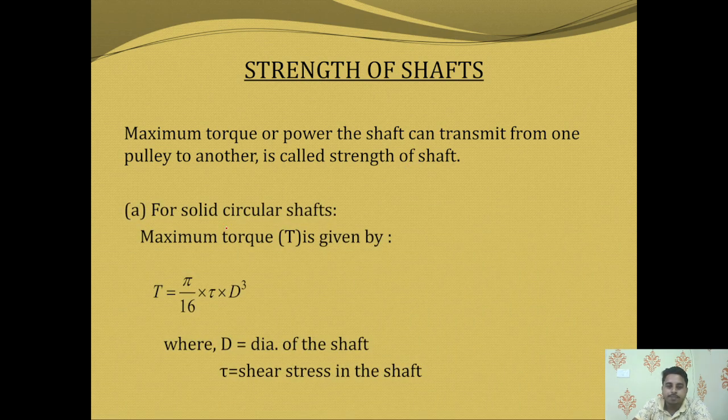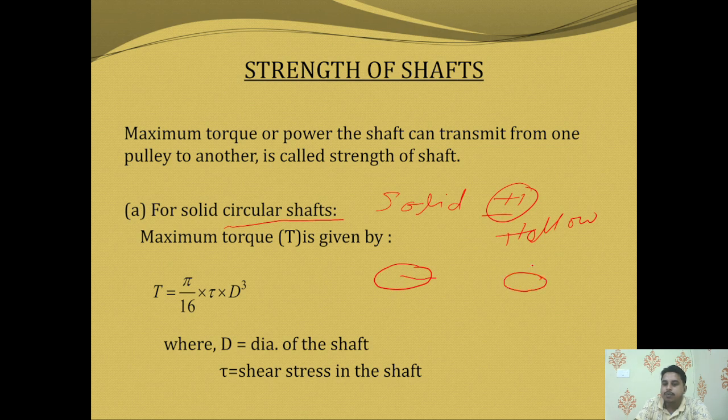For circular shafts, there are two types. One is solid, and the second one is hollow. That means a solid circular section will have a uniform cross section, and a hollow circular shaft will be like this. From the center there will be two diameters. There will be two different diameters, that is the outer diameter.